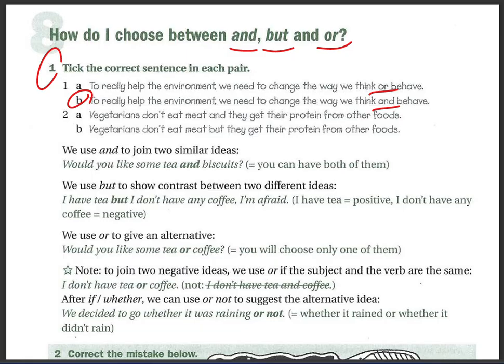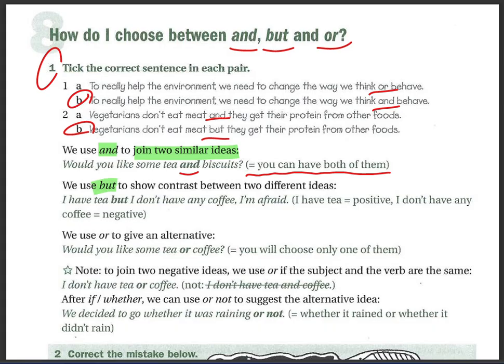2. Vegetarians don't eat meat and they get their protein from other foods. Vegetarians don't eat meat, but they get their protein from other foods. What do you think? Good. It's B. So, we use and to join 2 similar ideas. Would you like some tea and biscuits? So, when you're talking about similar ideas, you use and. And you can have both of them. You can choose both of them.